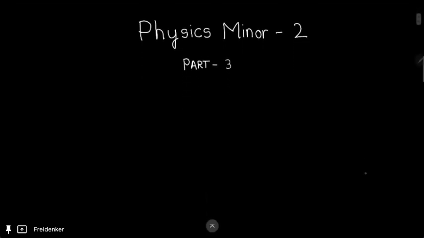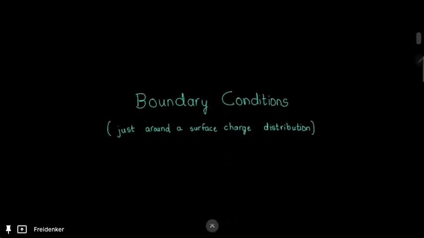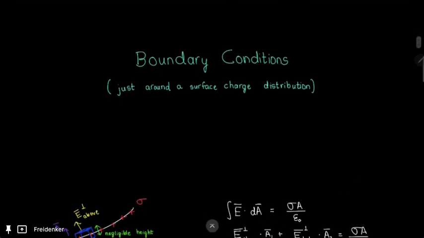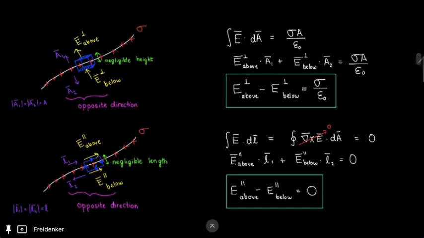Boundary conditions around some surface charge distribution. Let's say you have a surface charge distribution with surface charge density sigma. We'd like to know the difference between the electric fields above and below the surface charge density in the perpendicular as well as the parallel directions.